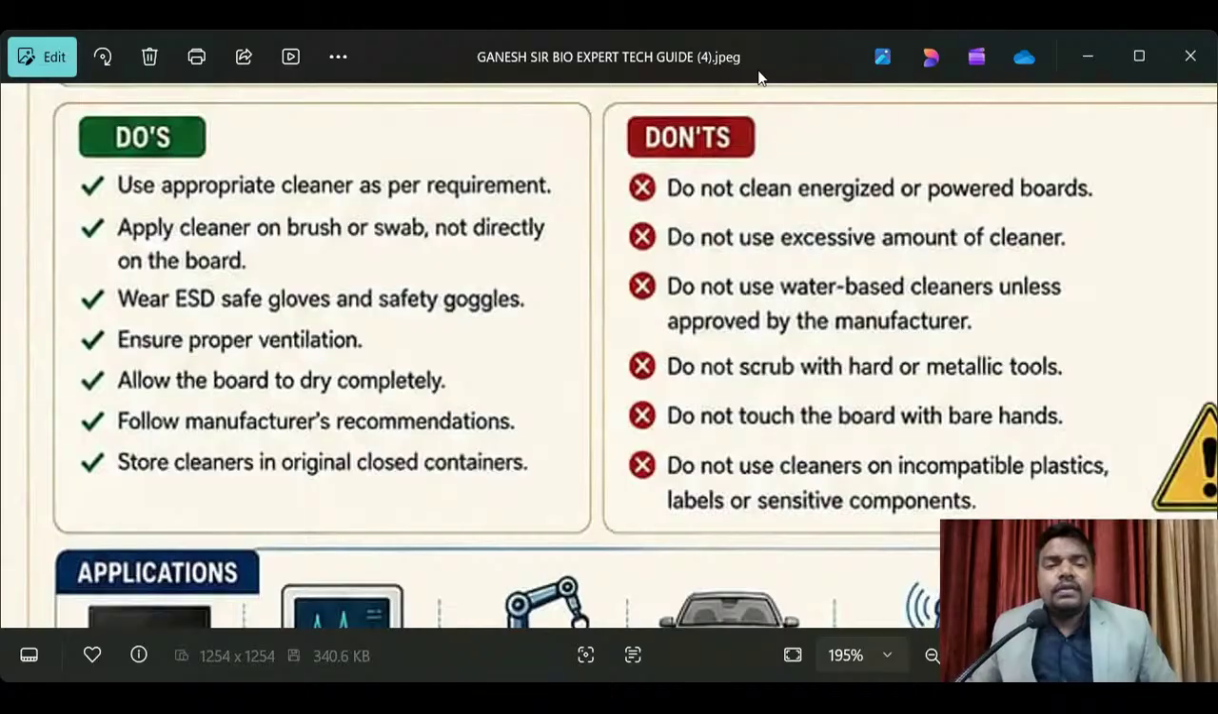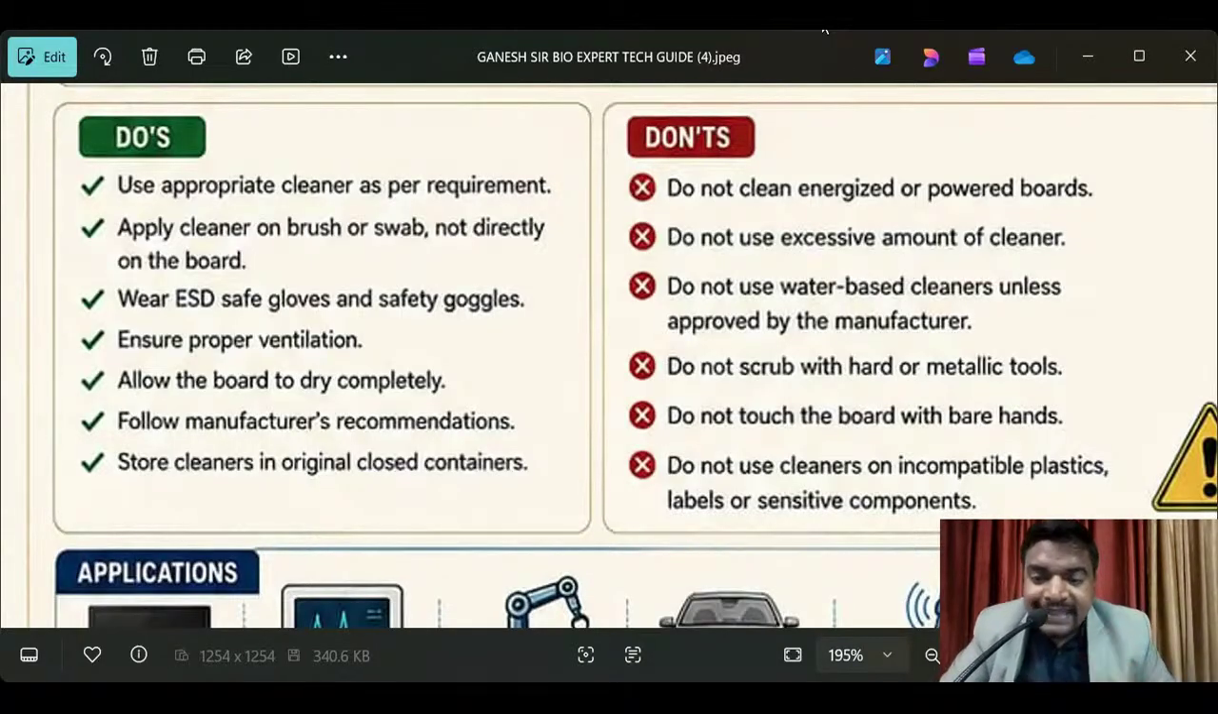Understand? So, see here what to do and what not to do. Now I'm going to say what not to do. See here: do not clean energized or powered boards. That's why I am giving the instructions beforehand. Don't do it like this with those boards. And if a mark is not coming off, don't take a blade and lightly scrape it.